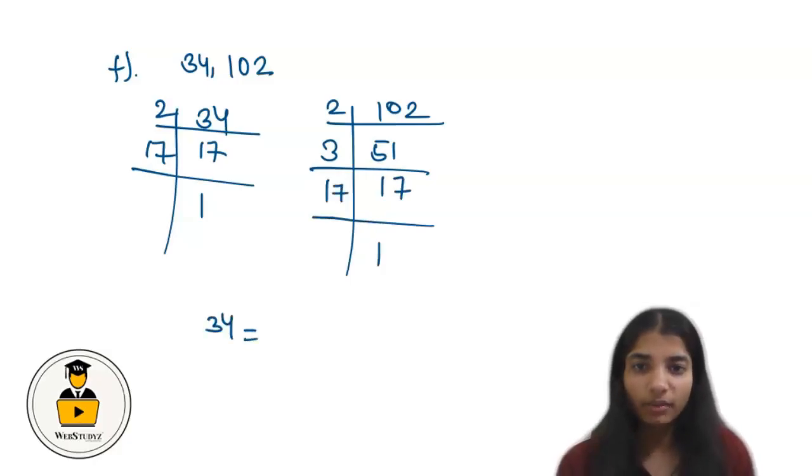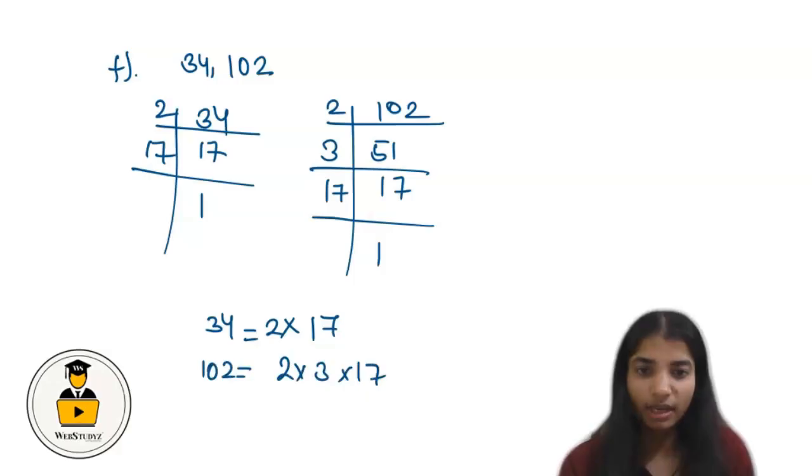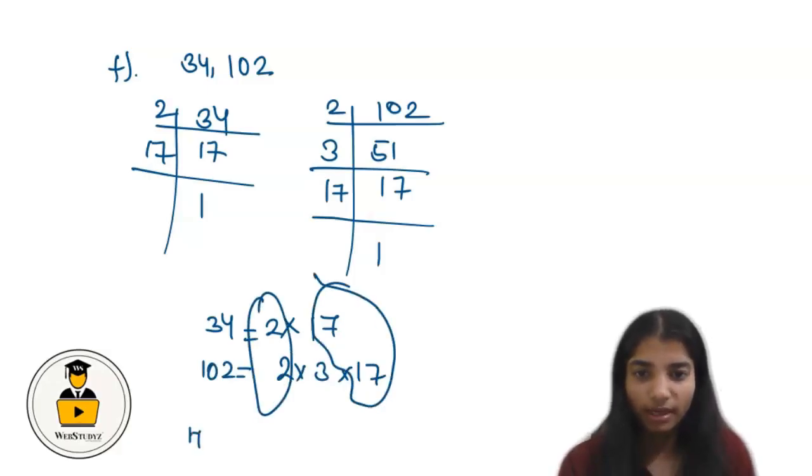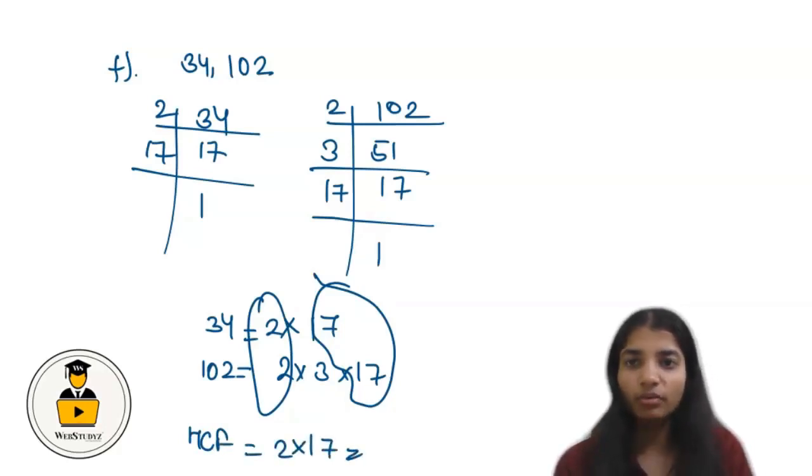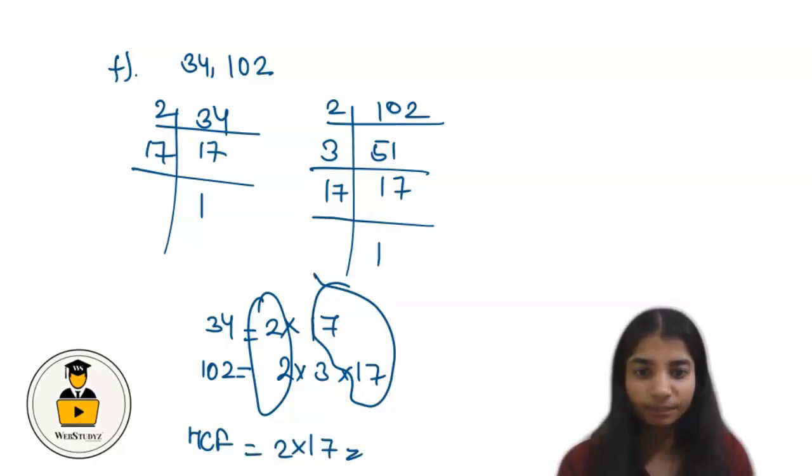So 34 is equal to 2 multiplied by 17. And 102 is equal to 2 multiplied by 3 multiplied by 17. Look here, 2 is common and 17 is common. So we can say that the HCF is equal to 2 multiplied by 17. And we know that when we multiply 2 by 17, we get 34. So this is the answer to part F. Let's move to the next part.